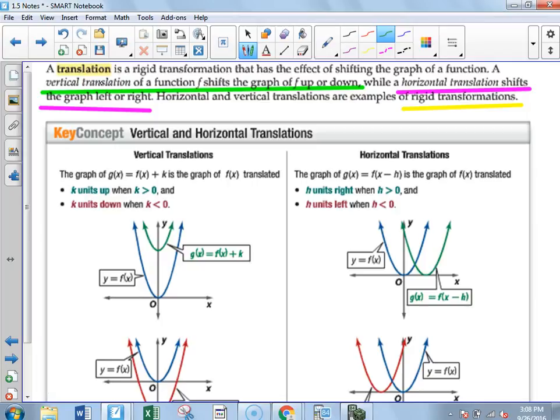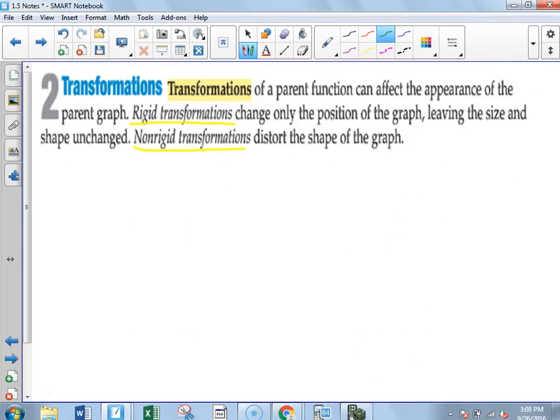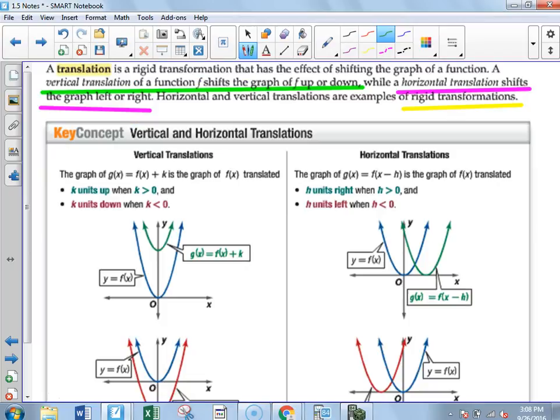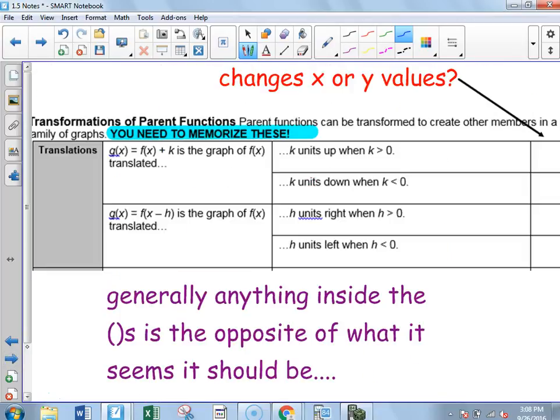Okay. A translation, notice, don't get that word confused. Transformation is all of them put together. Translation is a slide. Translation is a rigid transformation. A vertical translation shifts the graph up or down, and it will be added onto the back of the function. A horizontal translation is added directly onto the x value of the function inside. And that will shift it left or right. All right, so here's your notes. Everybody ready to try this?